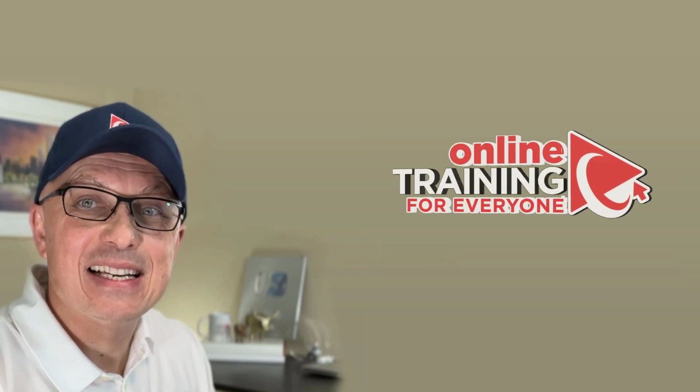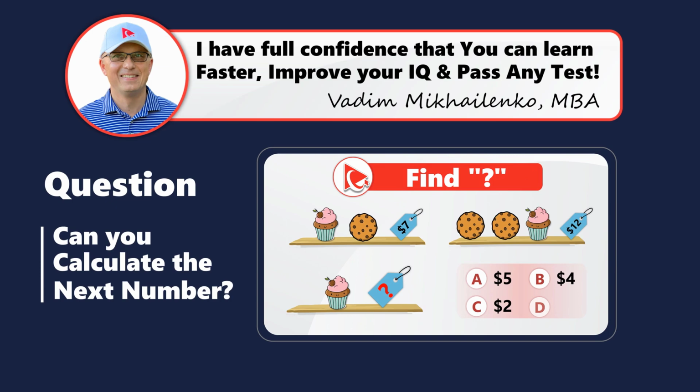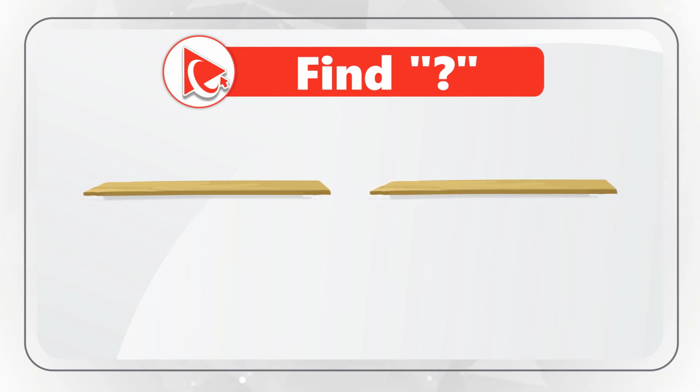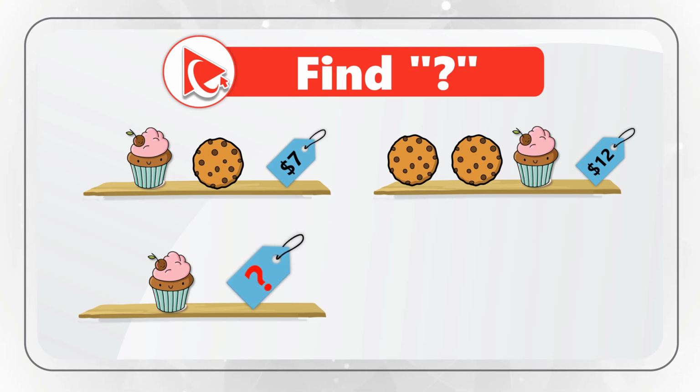And now let's go ahead and get started so we can get you ready for the test. What's interesting about this problem is that it seems unsolvable, but if you make one correct assumption, it's so easy to solve it. You're presented with the shelf of items from the coffee shop, and the items are cupcakes and cookies. There are 3 sets of items, and 2 sets have price tags associated with them, and the last set does not, and you need to calculate the price tag for the last set.